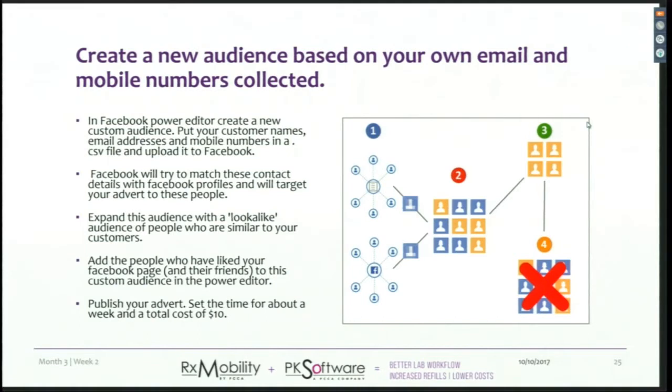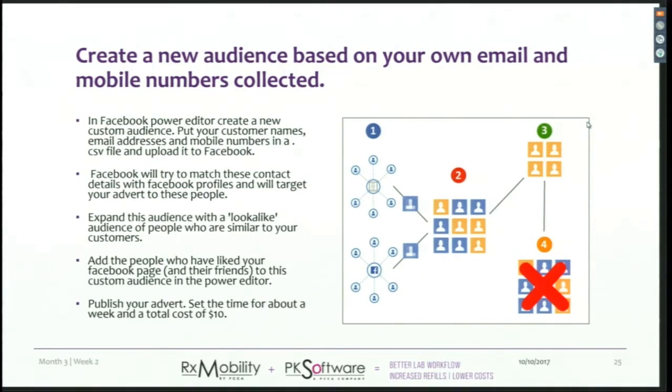So you can promote to people that you have on those if you have their emails and phone numbers. And what Facebook will do is it'll try to match that contact information with Facebook profiles. And of course, you can do the same thing. You can expand this audience with a lookalike audience. You could even add people who've liked your Facebook page and their friends to this custom audience in your Power Editor. Again, publish this advert and set the time for about a week at a total cost of $10.